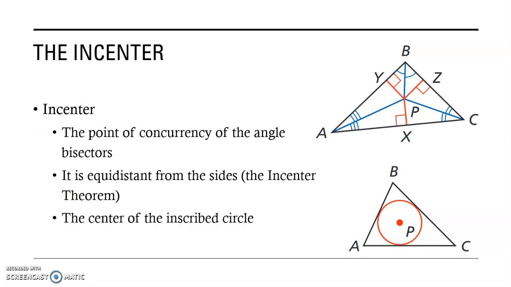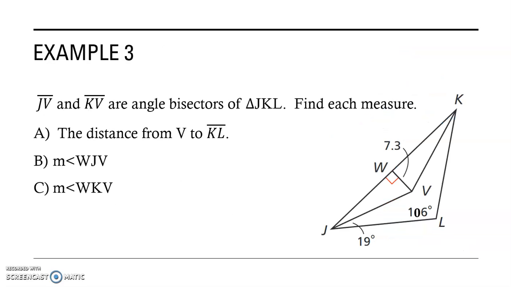Okay, so let's take a look at an example about this. In this picture, they've told us that JV and KV are angle bisectors of triangle JKL. So we know that this JV is an angle bisector and KV is an angle bisector, meaning that V is the incenter. They want us to use that information to find these three measurements.